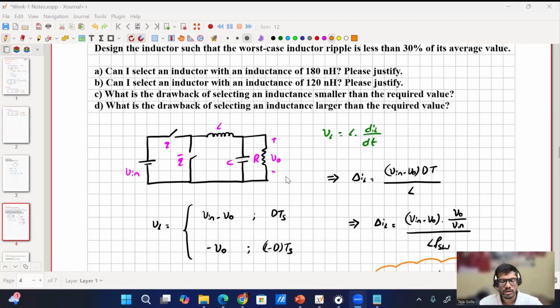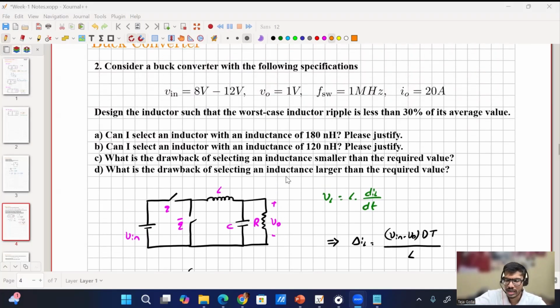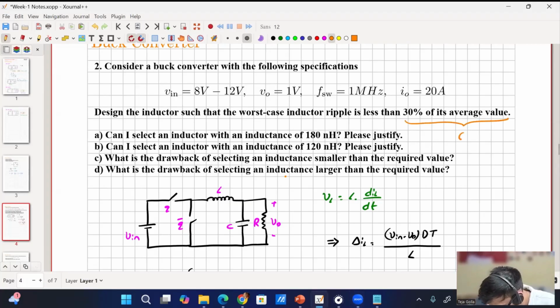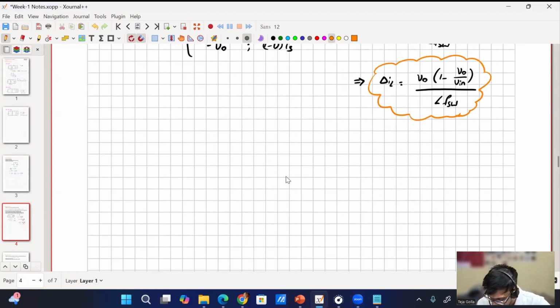Whenever we are designing an inductor or capacitor, we have to design based on the worst case situation. Here I have to design such that the worst case inductor ripple is 30% of its average value. Let us first calculate the value. What is 30% of 20? 6 amperes, right? Yes. So it means my ΔIL maximum should be less than 6 amperes at all costs. No matter the input voltage, it should always be less than 6 amperes.